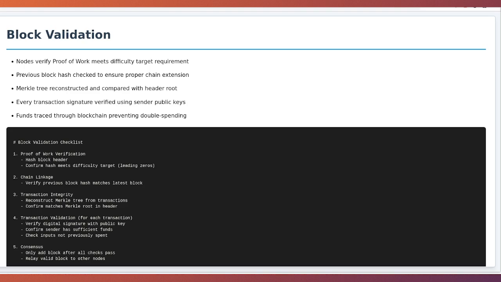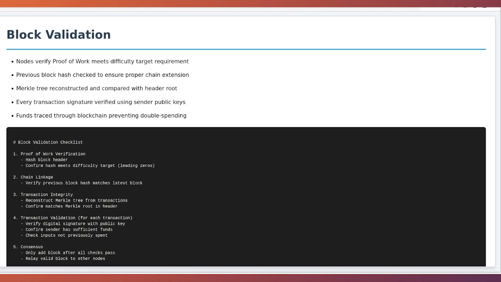This is quick to check. Just hash the block header once and confirm it has the required number of leading zeros. Second, nodes verify that the previous block hash in the header matches the hash of the latest block in their copy of the chain, ensuring the new block properly extends the chain.